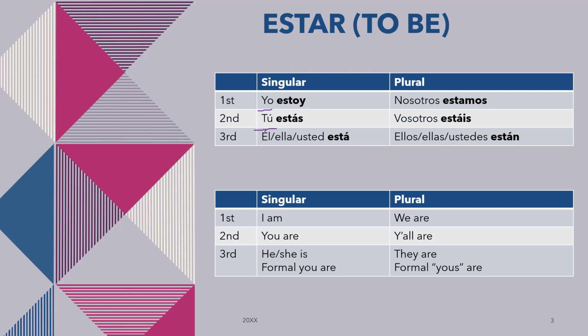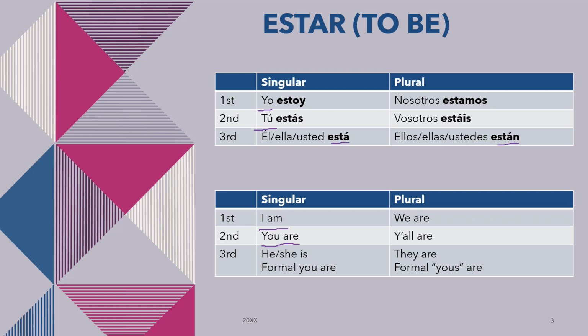We still have first person singular. Estoy means I am. Estás, you are. With these two, you don't actually need to use the person because estoy and estás will only go with their respective person. However, with third person, remember everything that's not me or you goes in third person. So you do need to specify who or what you're talking about when you say está or están.